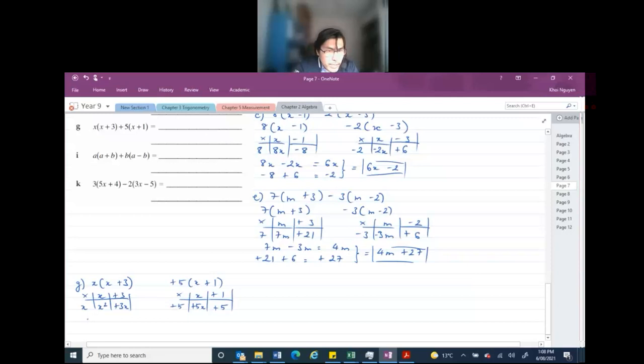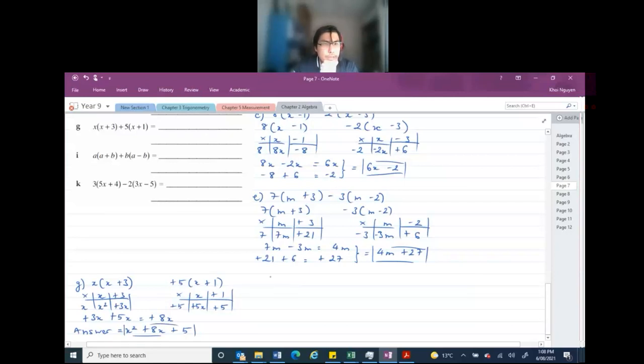So together we have x squared by itself, nothing else is x squared, but we do have plus 3x plus 5x, that would give us plus 8x. Combining everything together, our answer is x squared plus 8x plus 5. So this is a little bit different from the ones that we've been doing, but you can see here that the process is still the same.